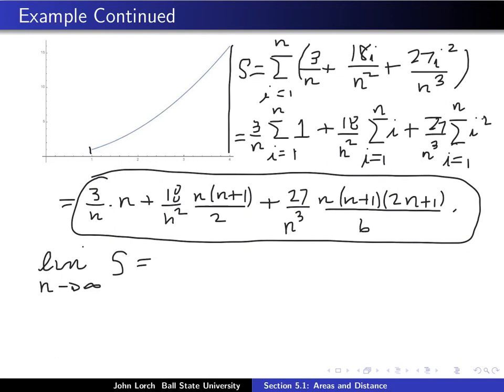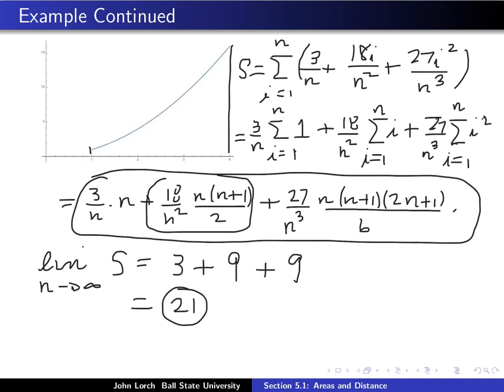The first bit as n goes to infinity is just 3. The second bit here, well, 2 goes into 18 9 times, and then the remaining limit goes to 1, so this becomes 9. And then the third one, the leading coefficient in the top polynomial is going to be a 2 times 27, which is 54, divided by 6, which is going to be another 9. So if we add those numbers together, we get 21.